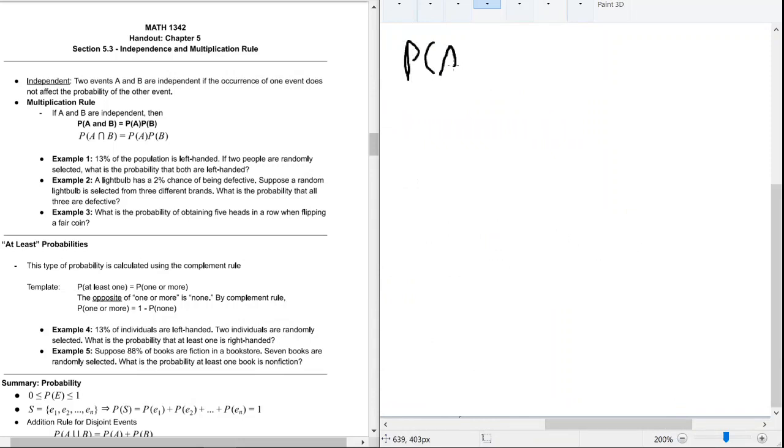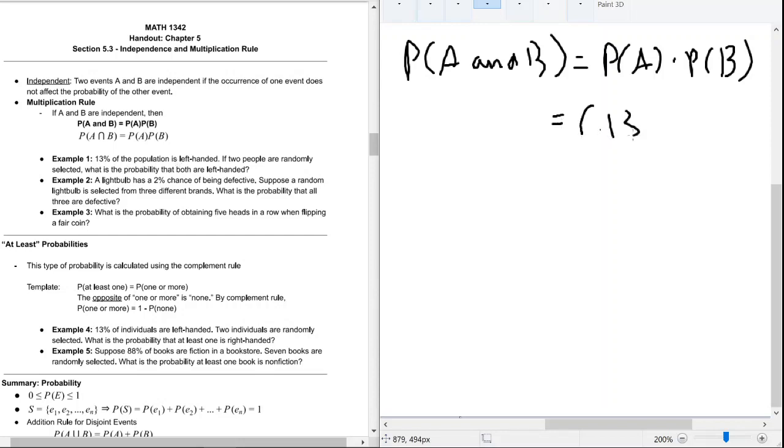So the probability of A and B is equal to the individual probability multiplied this time. Multiplied. So what is the probability that person A is left-handed? Well, 13% of the population is left-handed. So we have 0.13. What is the probability that person B is left-handed? Likewise, here we have 0.13. So when we multiply these two probabilities together, that's going to give us the probability 0.016.